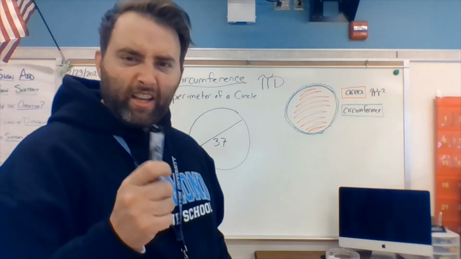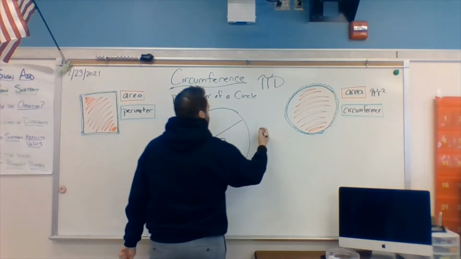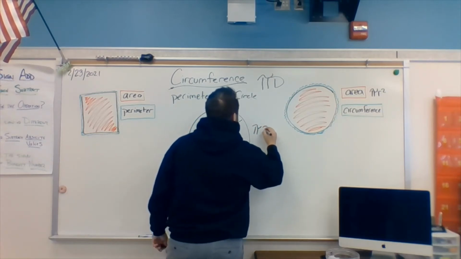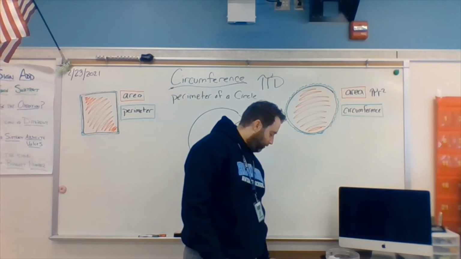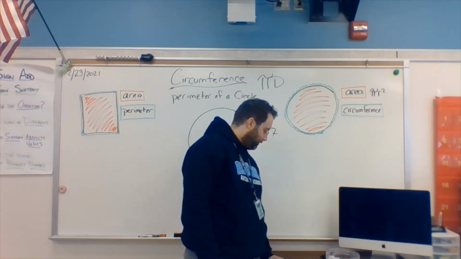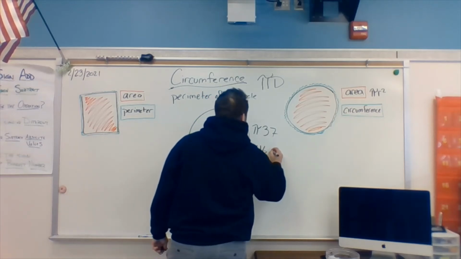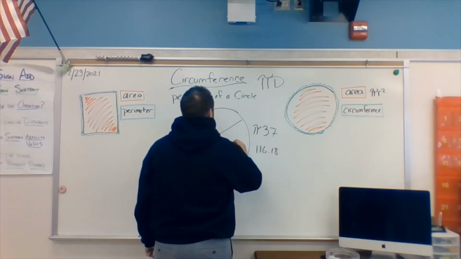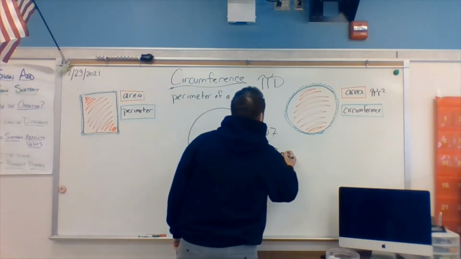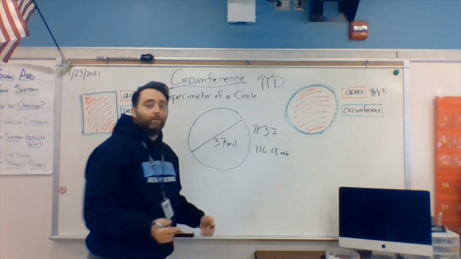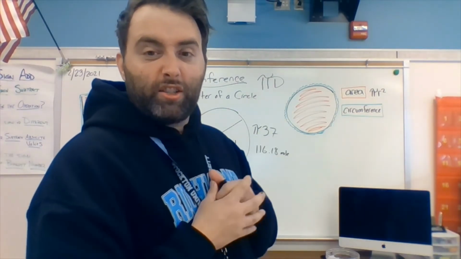Diameter of this circle, 37. Doesn't change this at all. It's still pi multiplied by 37. Come over here to my calculator, 3.14 times 37. Answer, 116.18. Let's say I do miles. Okay, it's a big circle. It is 116.18 miles. It's a large circle.